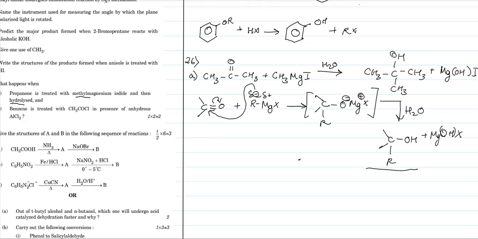The next one is benzene getting treated with CH3COCl with anhydrous AlCl3. Usually when we see the word anhydrous AlCl3, it's obvious the type of reaction they're talking about, that is the Friedel-Crafts reaction. And since it's a COCl, it's a Friedel-Crafts acylation reaction. So basically you have benzene undergoing a chemical reaction with CH3COCl.